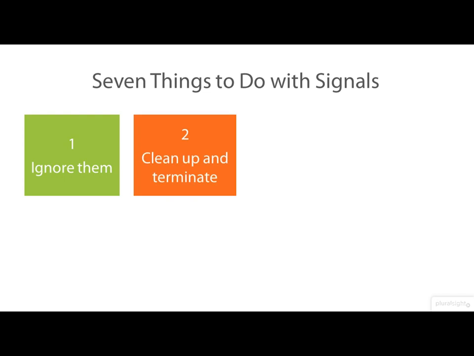Our look at signals so far has perhaps been a bit theoretical and our examples perhaps a little contrived, so let me end the module, and indeed the entire course, by looking at 7 practical uses for signals. Number 1, ignore them. Number 2, clean up and terminate gracefully.